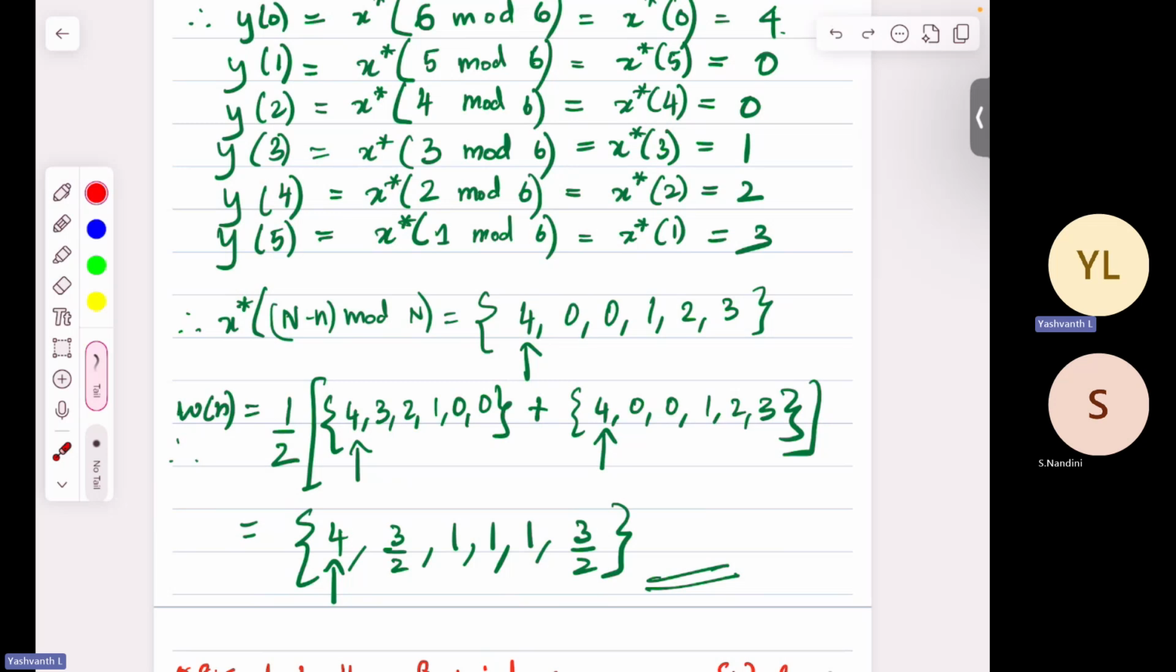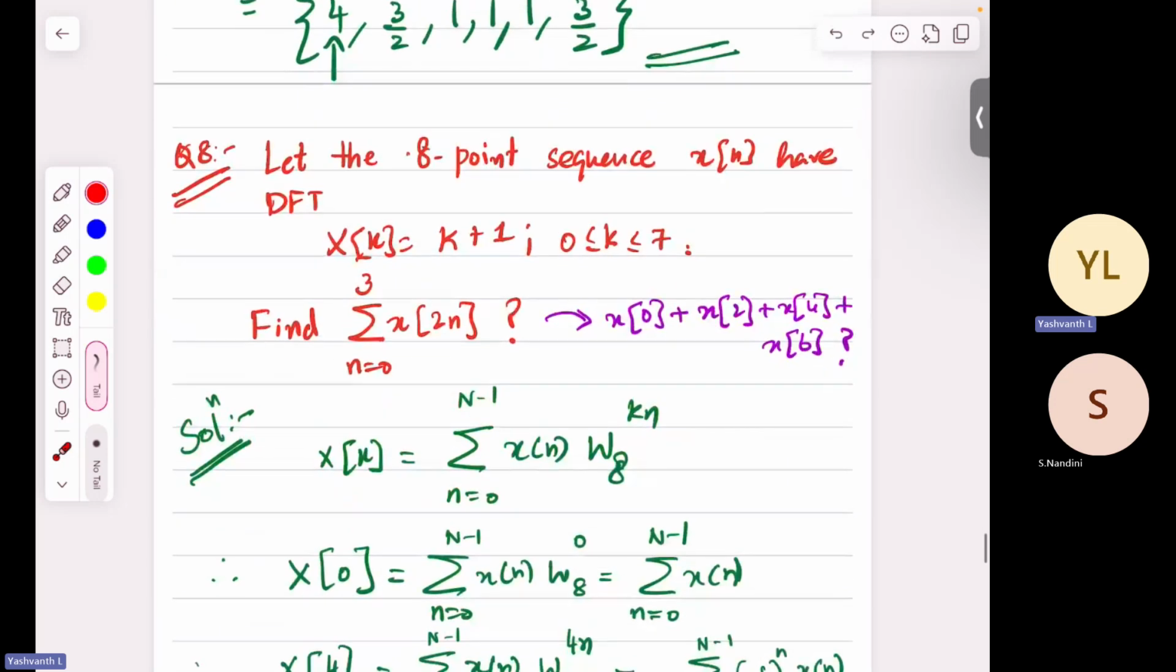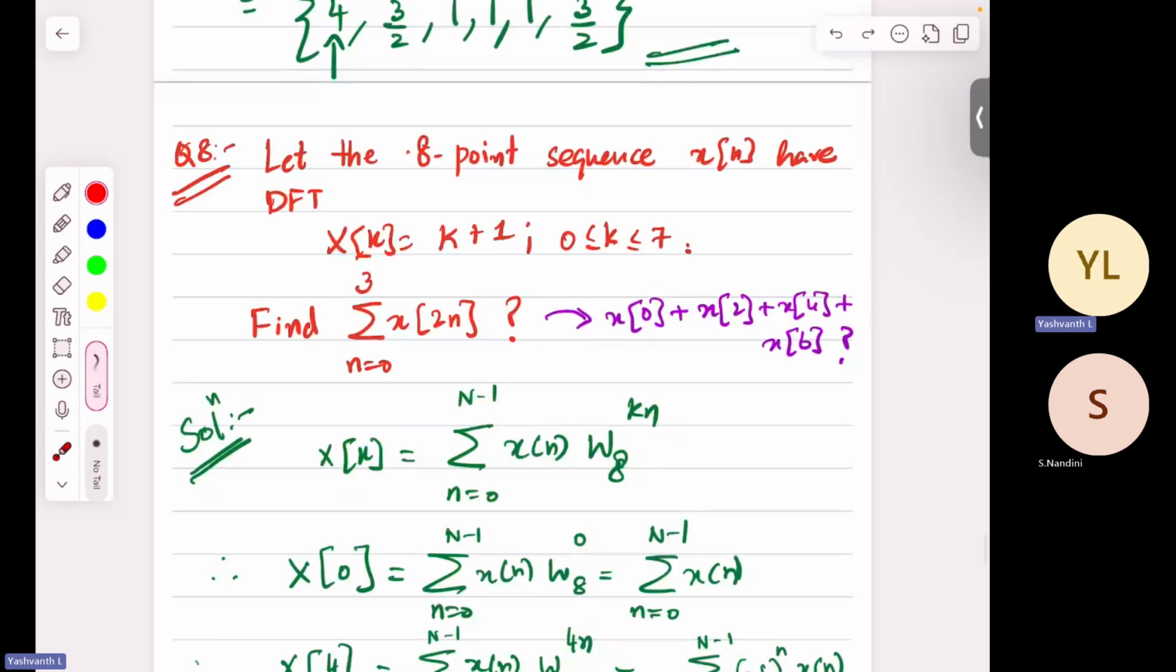Okay, great. Let's do the next question, which is again an interesting question. Let the 8-point sequence x of n have the DFT. So they are giving you the DFT sequence: X of k is equal to k plus 1, where k ranges from 0 to 7. I think this is also one of the GATE questions.